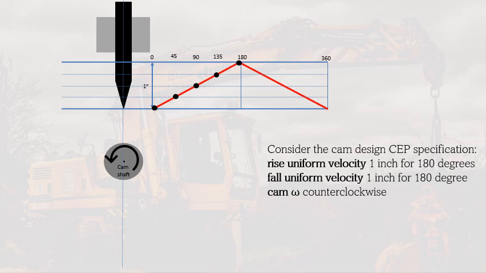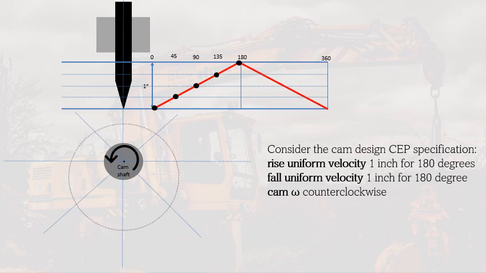We will also do the same in the camshaft. In the camshaft, we will also draw the same number of angles and the same divisions. Here we have 4 divisions, 45, 90, 135, and 180 for the first half, and another 4 for the second half of this CEP specification. So we will divide the camshaft by 45 degrees. We have 0 degrees, 45, 90, 135, 180, and so on and so forth until 360. That means that it would completely have one complete revolution.